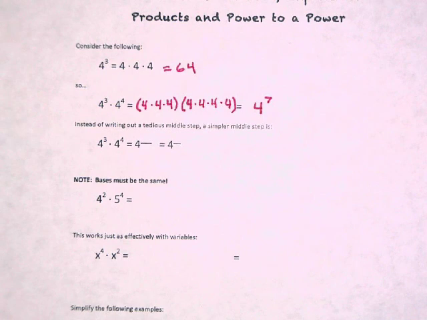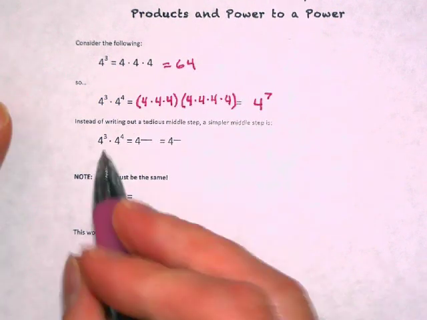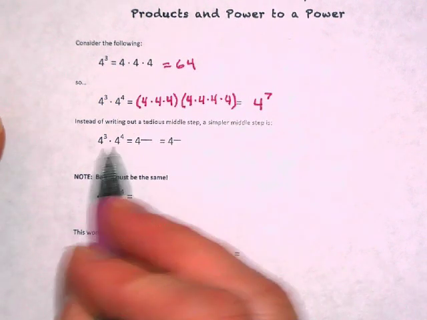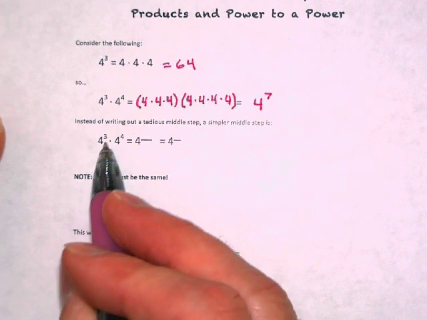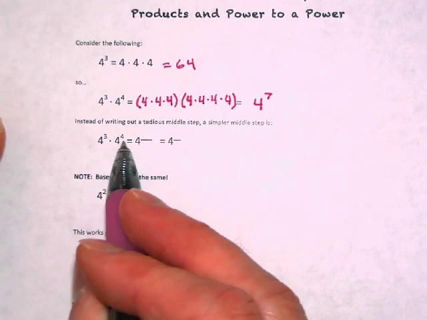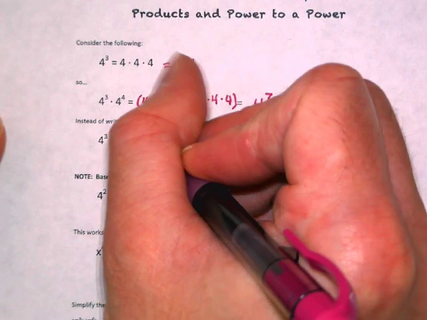What is that? 3 plus 4, right? If you add the exponents, we get the 7, 4 to the 7th. That is the product rule of exponents. If you have the same base, the base is the big number, and we're multiplying, we can add those exponents together. So that just becomes 4 to the 7th.